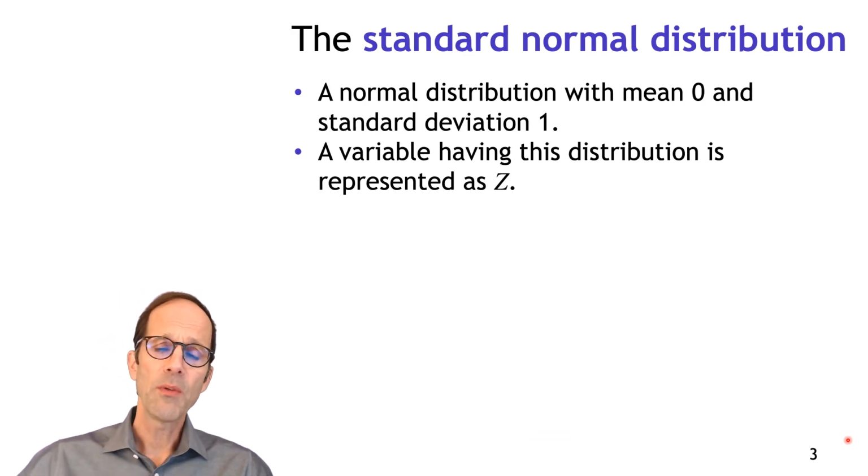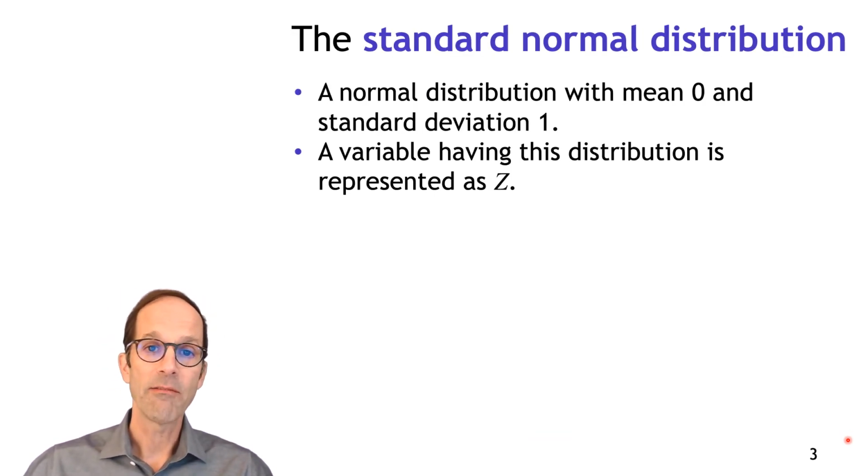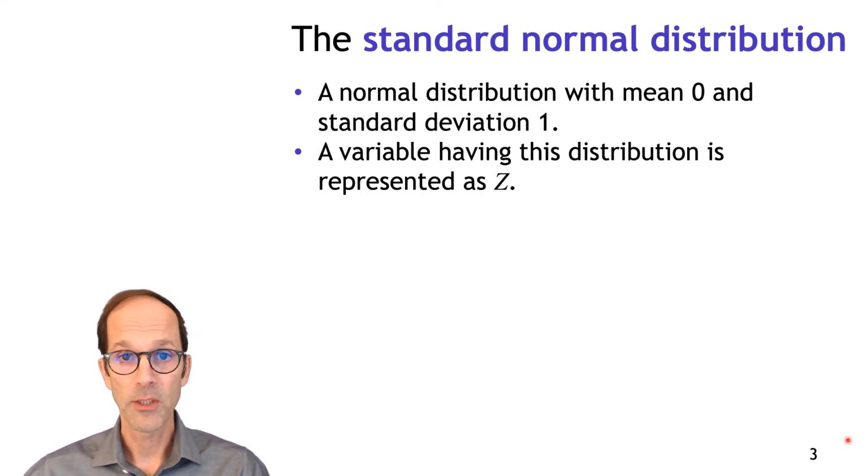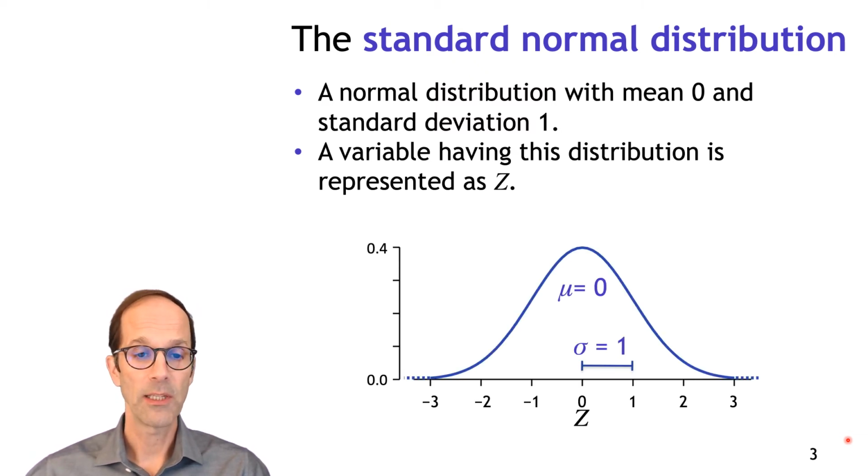So what we've done here, that value 0.8 is now a value of the standard normal variable. The standard normal distribution is simply a normal distribution that has a mean of 0 and a standard deviation of 1. So a variable that has this distribution is represented by the letter Z. And we can show this graphically. This looks like our familiar bell curve for the probability density function of a normal random variable. But you'll note that this variable Z has a mean of 0, and it has a standard deviation of 1.